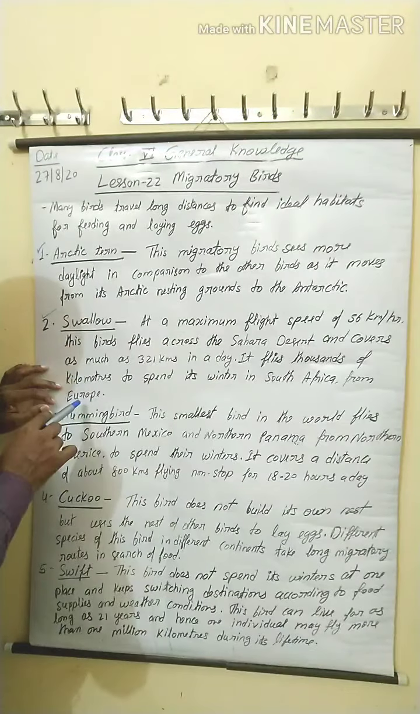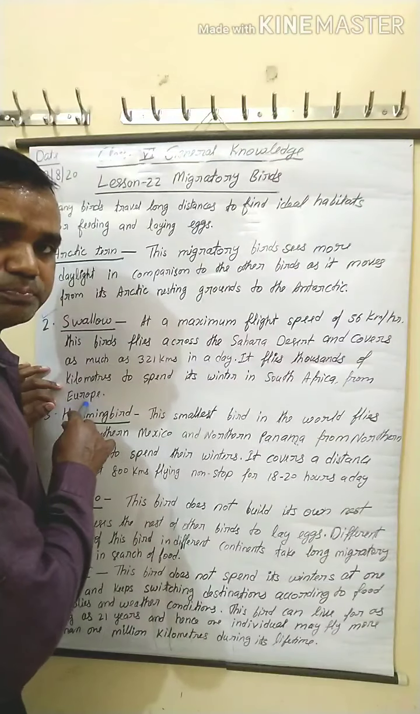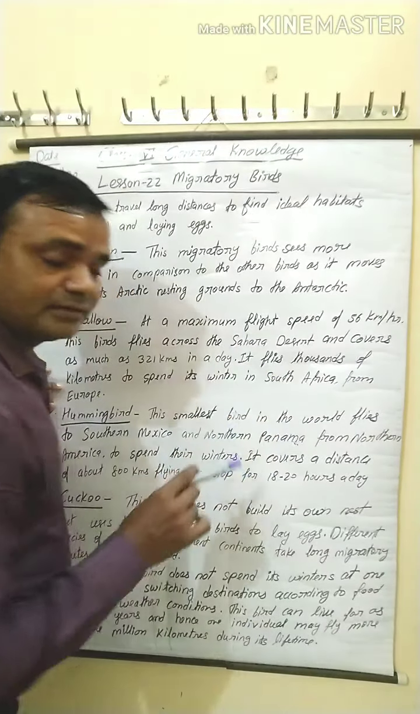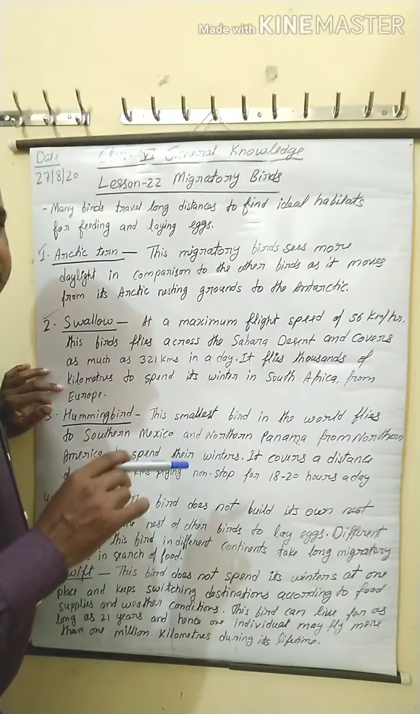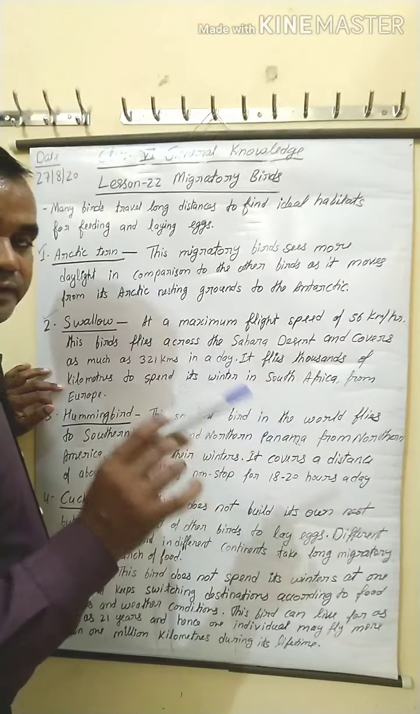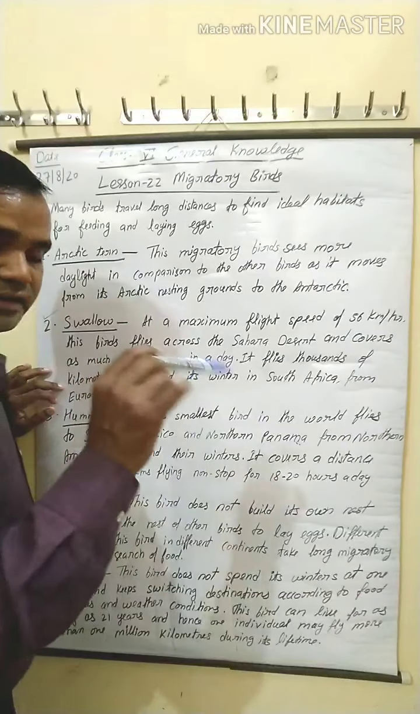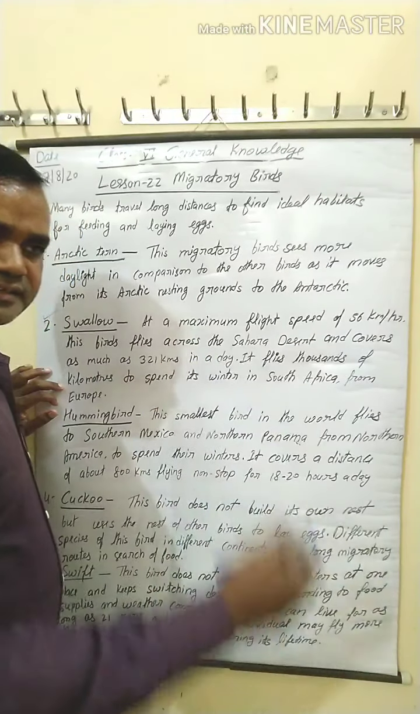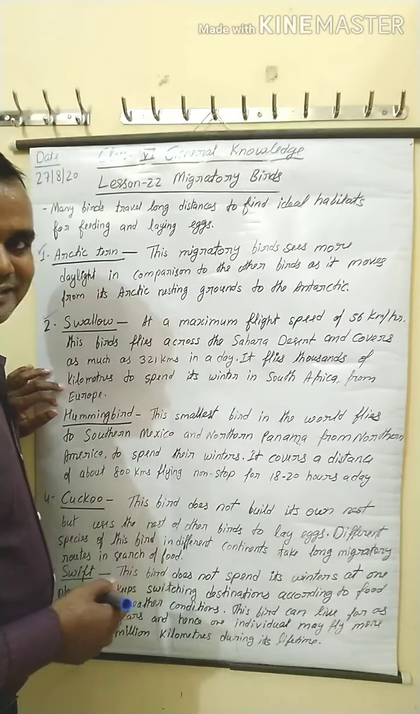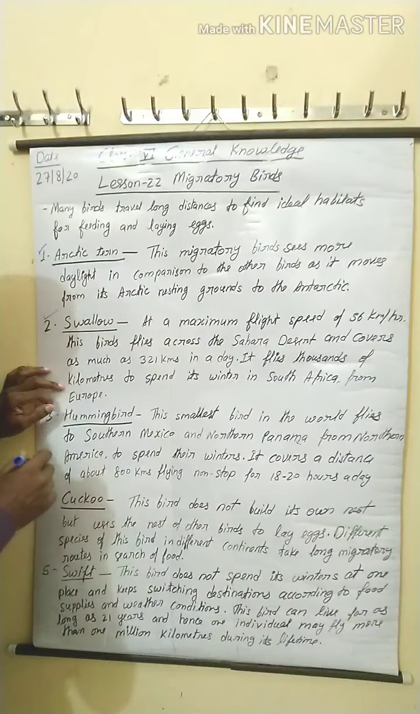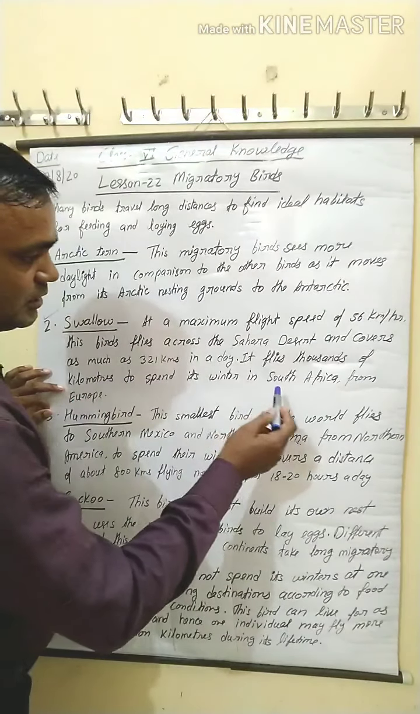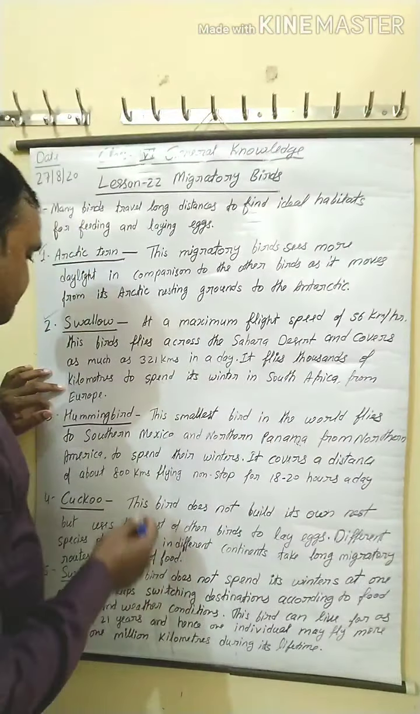These swallow birds migrate from the European continent to South Africa. When the European continent faces extremely cold conditions, this bird migrates from Europe to South Africa.